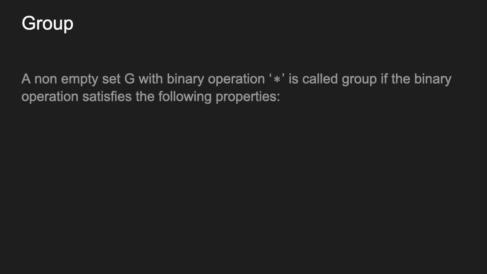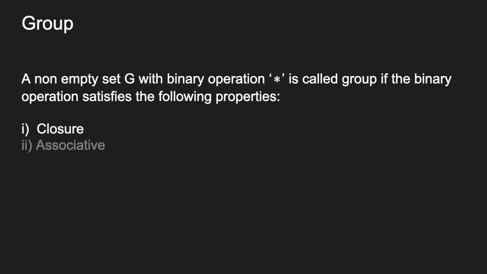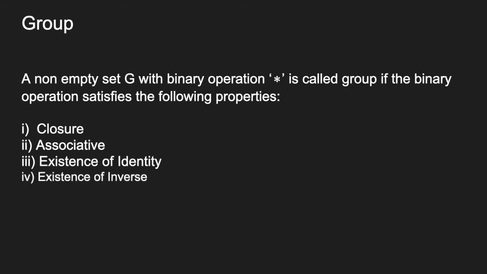Next, group. This one is important. A non-empty set G with binary operation star is called a group if the binary operation satisfies the following conditions. The first is closure, the second one is associative, the third one is existence of identity, and again one property is added, the fourth one, existence of inverse. Okay, so if it satisfies all these properties, then we can say that it is a group: closure, associative, existence of identity, and existence of inverse.